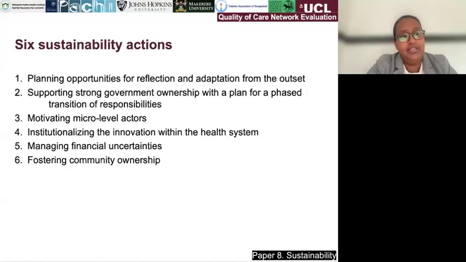So we examined this sustainability based on the 6 sustainability actions, and we also checked the status of each action in the 4 countries. Specifically, these are planning opportunity for reflection and adaptation from the outset, supporting strong government ownership with a plan for a phased transition of responsibilities, motivating micro-level actors, and institutionalizing the innovation within the health system, managing financial uncertainties, and the last, fostering community ownership. Next slide, please.